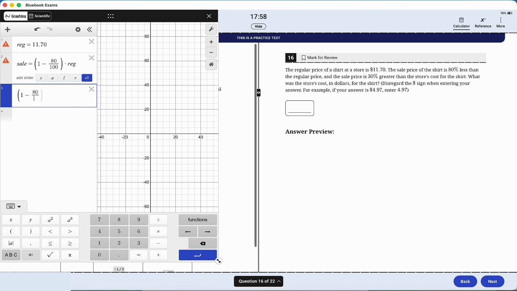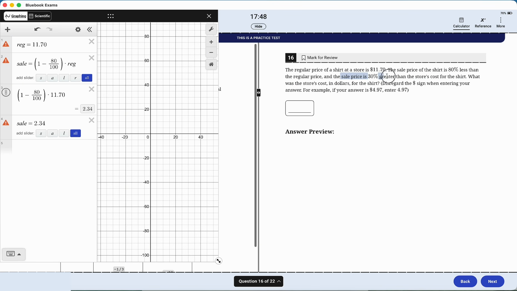It'd be 1 minus the 80 over 100, right, times 1170. This is my sale price now, right? So I know sale price is 2.34. Then I keep reading, right? Then it says, you see, this is another equation. Sale price is 30% greater than the store cost. And that's the final question.